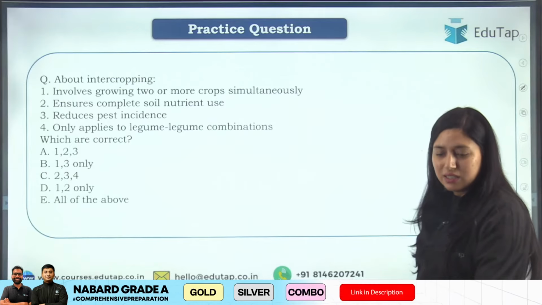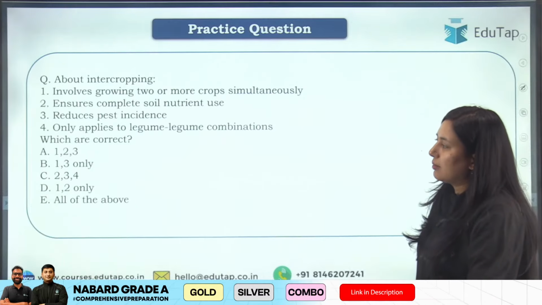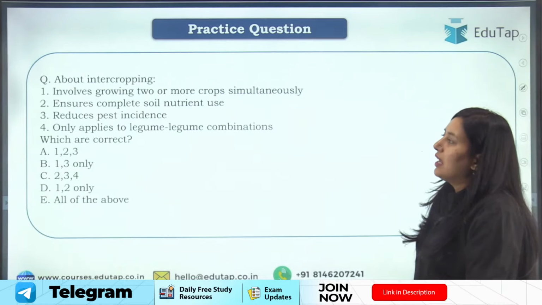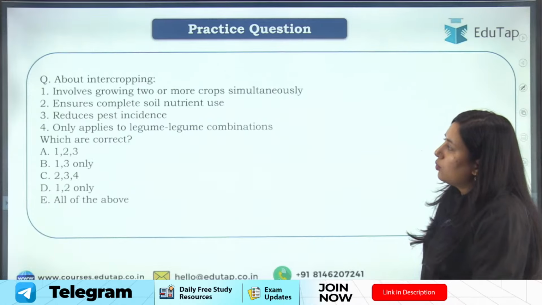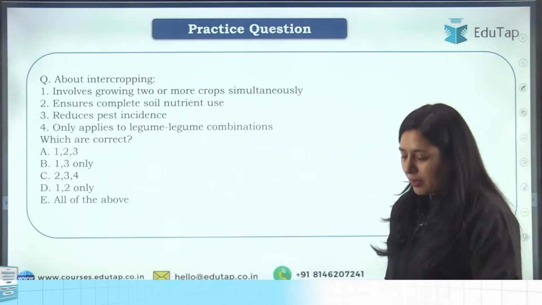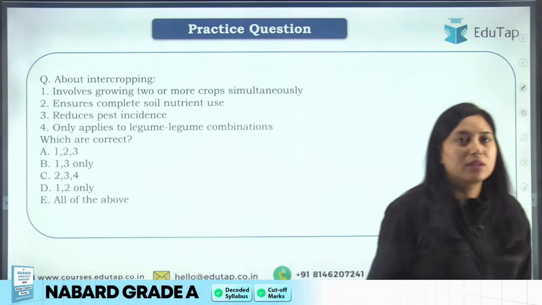Now, please read this question, read all the statements and give me the answer. It is about intercropping. Intercropping involves growing two or more crops simultaneously, ensures complete soil nutrient use, reduces pest incidence, and only applies to legume combination. Which is correct?